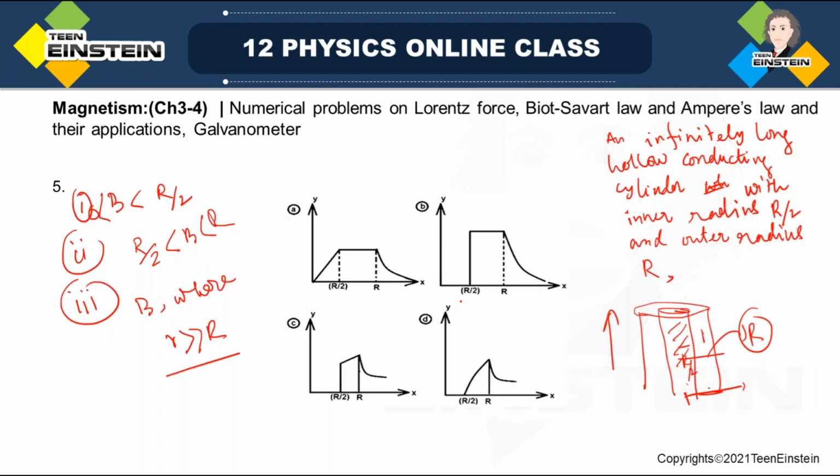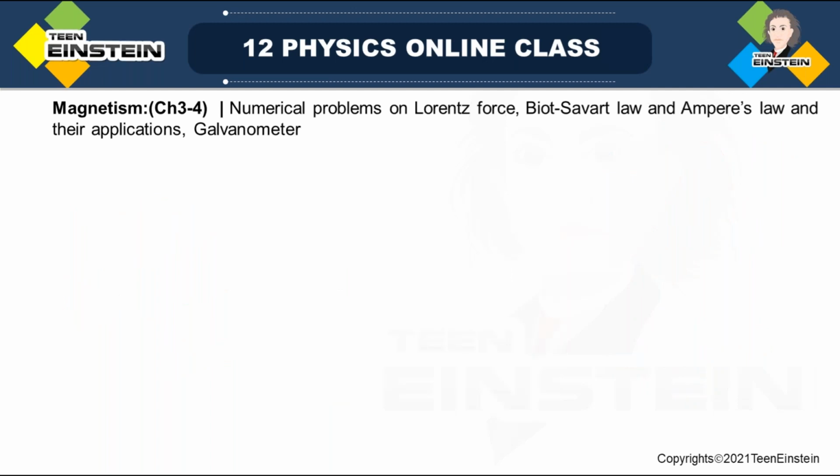So first of all, let us try to understand which law should be used here. There are laws like Biot-Savart law to calculate magnetic field, Ampere circuital law to calculate magnetic field. So we will be here using Ampere circuital law only. So let us go to next page.